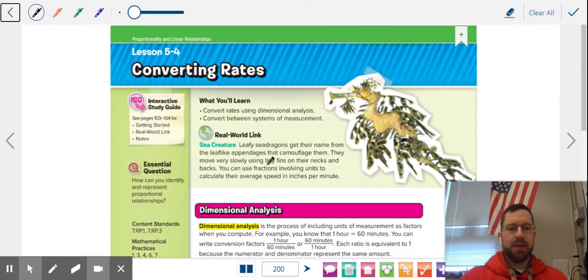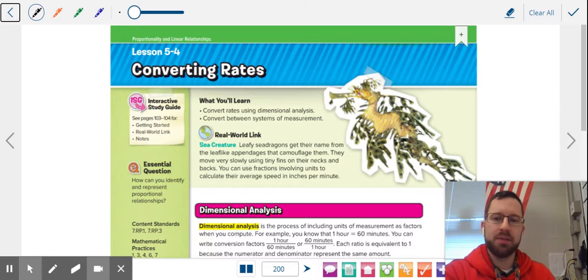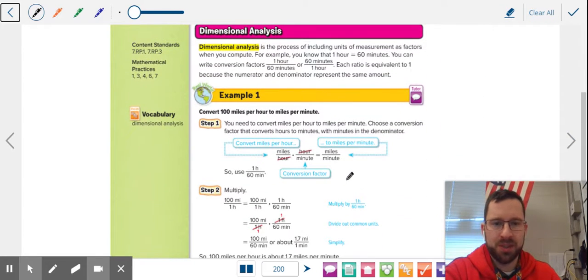All right, hello again. We are on to the third lesson, because we skipped lesson 2, of this ratio and proportional relationships unit in pre-algebra. Today we're converting unit rates from one unit rate to another. We got this amazing looking leafy sea dragon here. We can calculate their average rate of speed in inches per minute because they don't go that fast. But it is pretty cool looking. Looks like a salad. Animal salad.